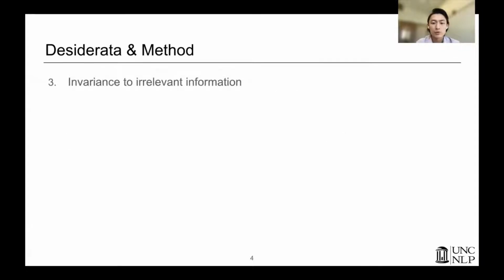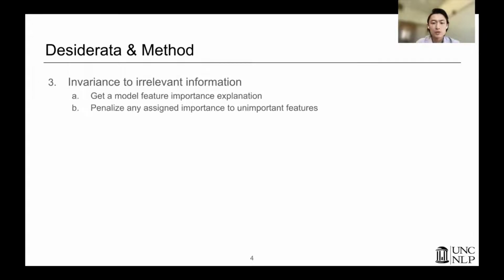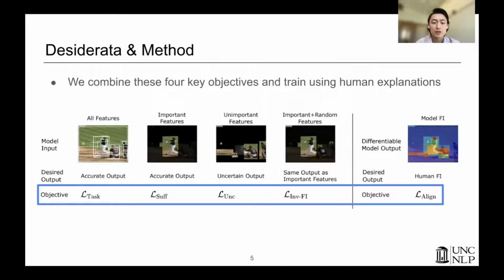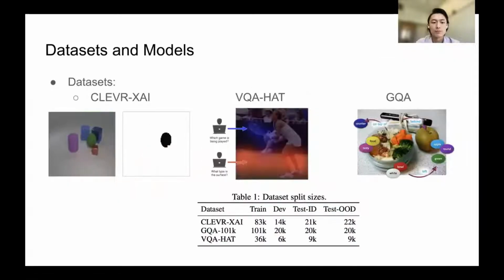Third, we want the model to be invariant to irrelevant features. We first get the model's feature importance explanation and then penalize any assigned importance to irrelevant features. Fourth, we want the model feature importance to align with humans. We achieve this by penalizing a distance between human and model explanations. We combine these four key objectives with the standard VQA task objective as our VisFIS method.